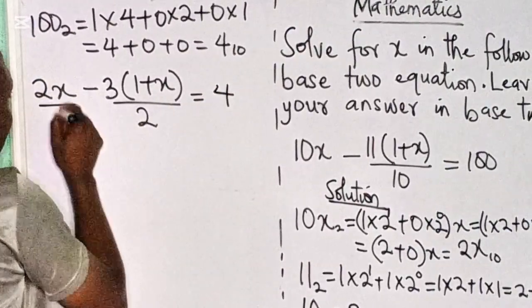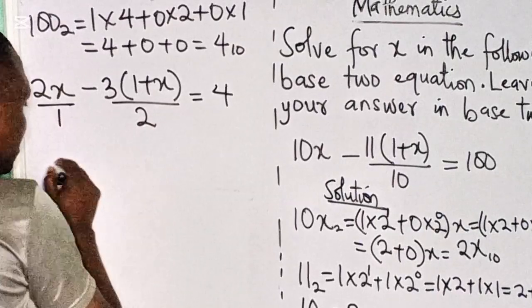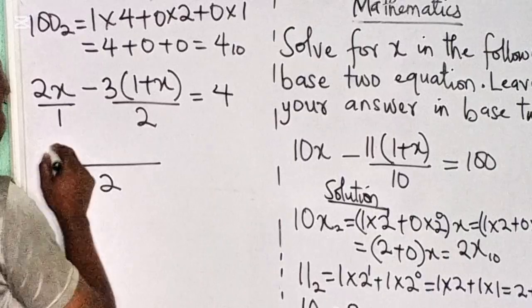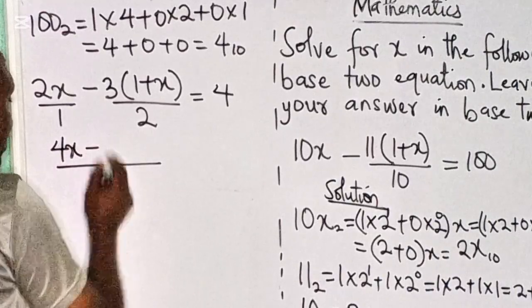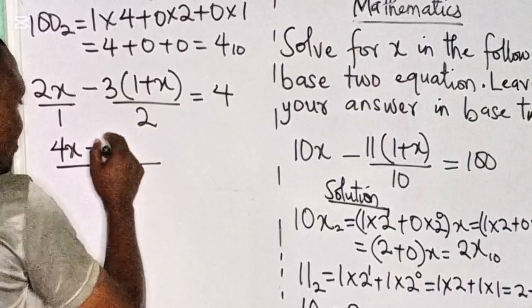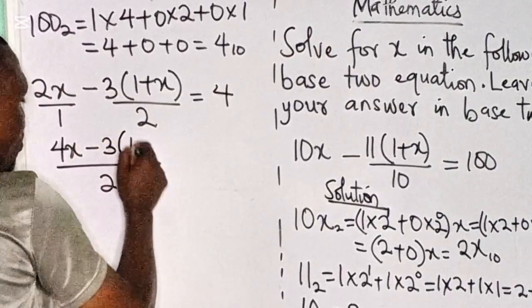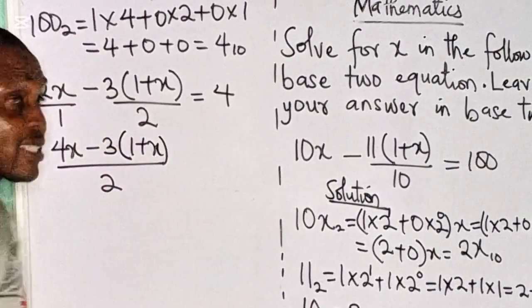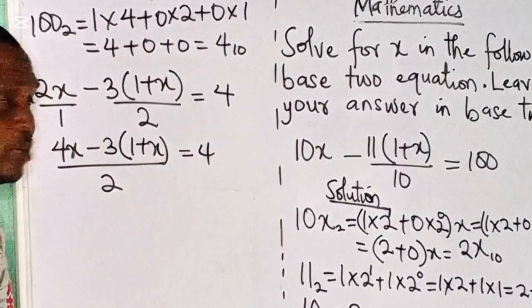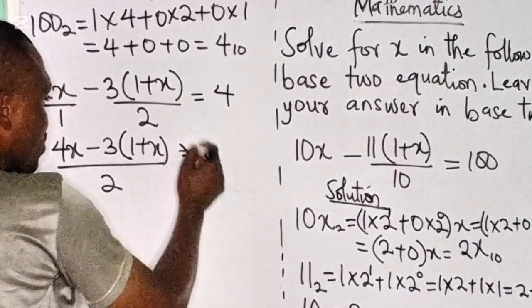Alright, so we can find the LCM. LCM of 1 and 2 is 2. If I divide 2 by 1 it is 2, so 2 times 2x is 4x minus. If I divide 2 by 2, I get 1, and 1 times 3 gives us 3, so 3 brackets 1 plus x. Is that clear? And this is equal to 4. Am I communicating?